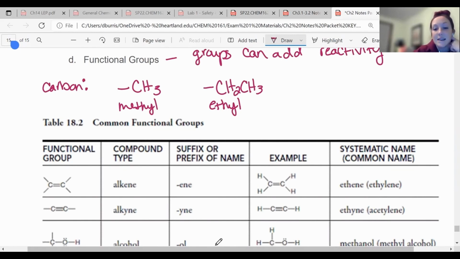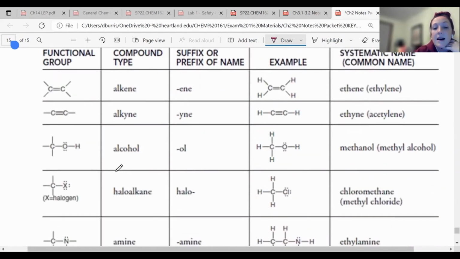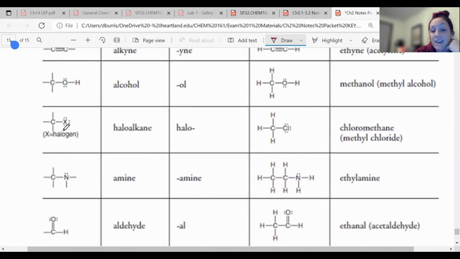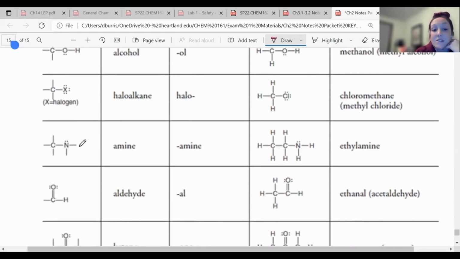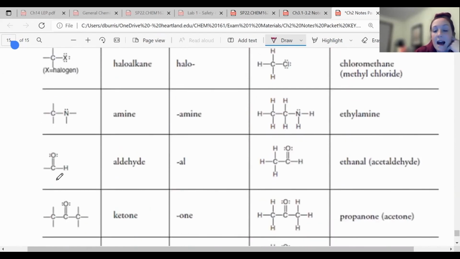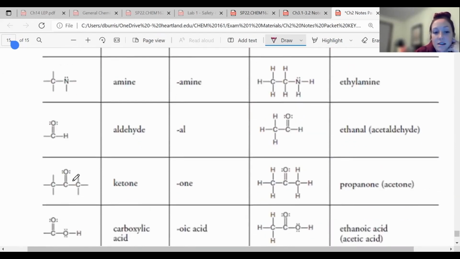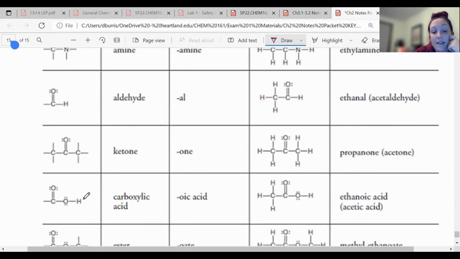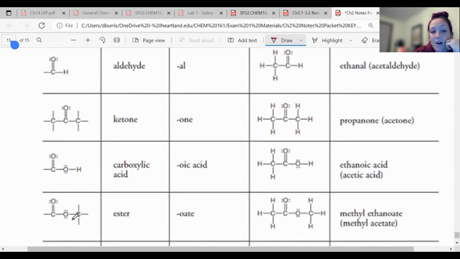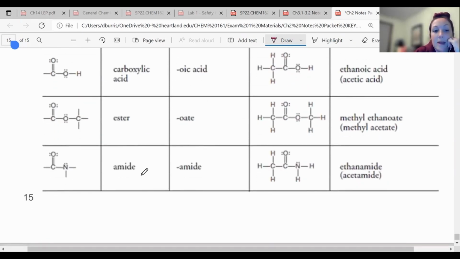We already talked about alkenes. Alkynes are things with triple bonds. Alcohols are things with OHs on them. Haloalkanes are things that have halogens on them. Amines are things with nitrogen in them. Aldehydes have a double bonded oxygen on the end specifically. Ketones have a double bonded oxygen in the middle of the compound. Carboxylic acids have a double bonded O and an OH. So it's like an alcohol, but it also has a double bonded O. Esters have a double bonded O and a single bonded O in the middle of a compound, not on the end. And amides have a double bonded O and a nitrogen, or amines.